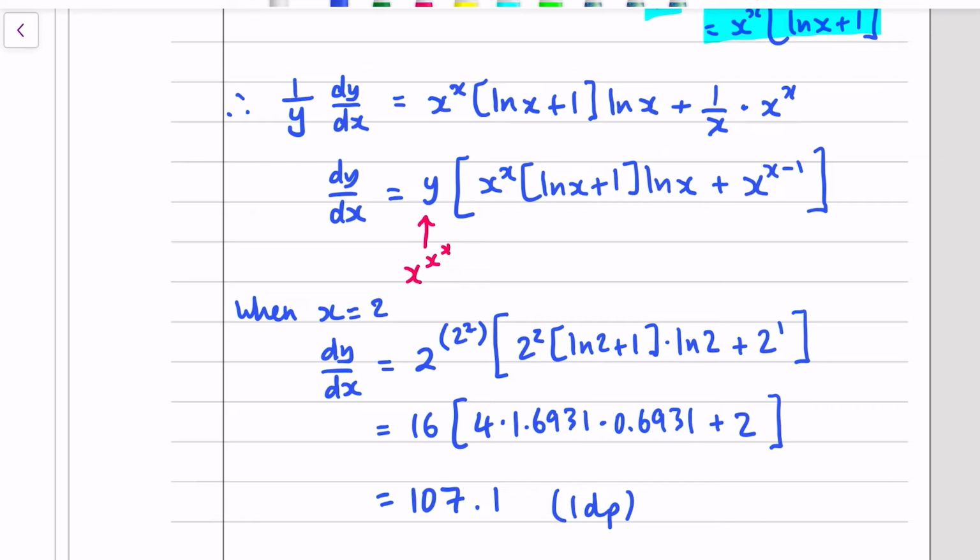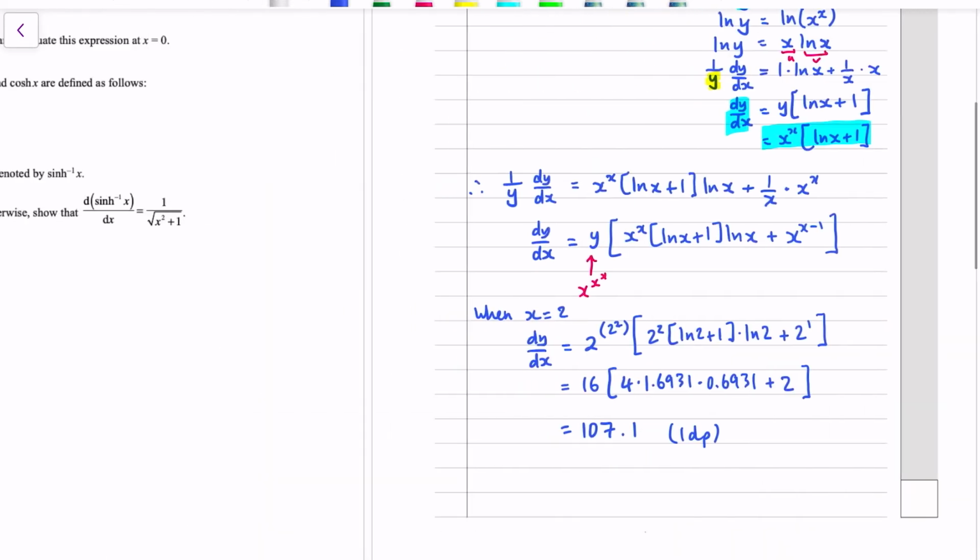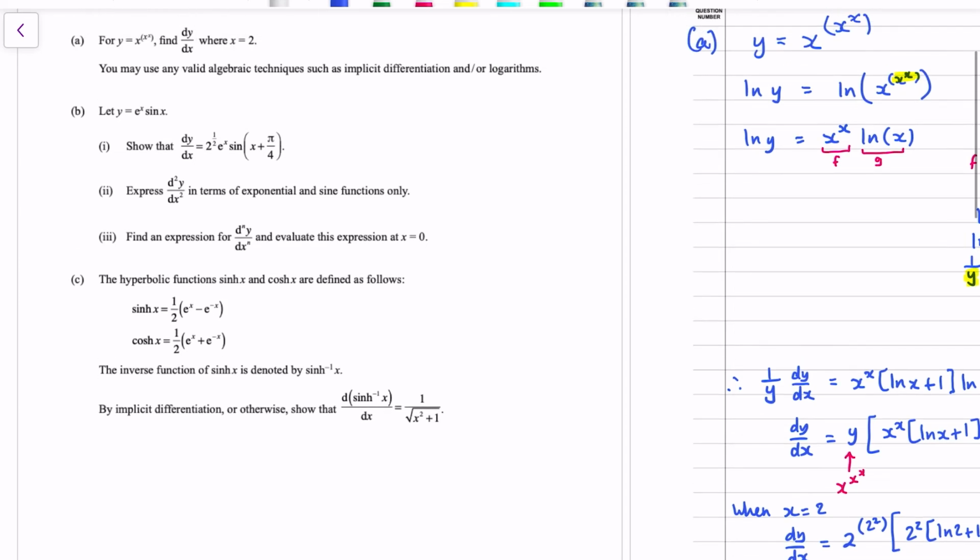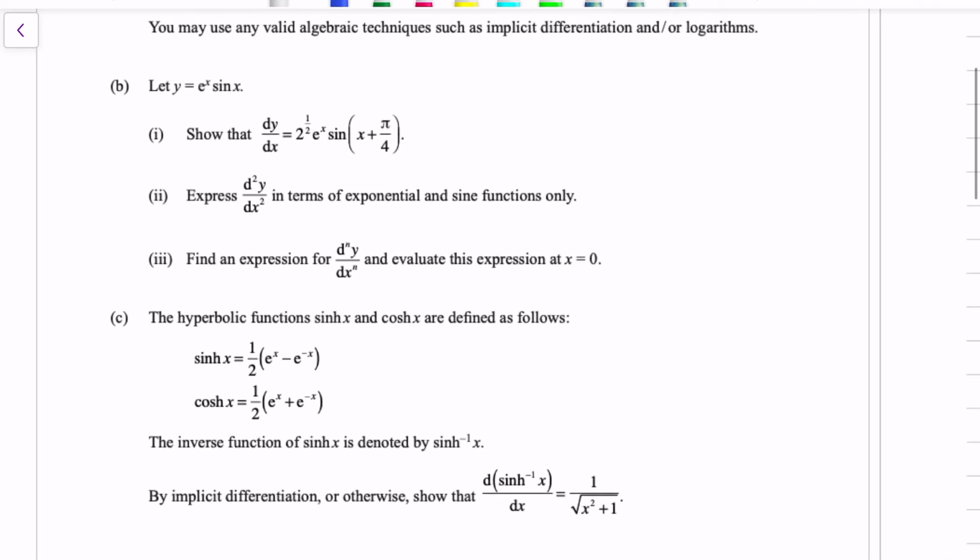Okay, so that's how you differentiate x to the power of x, and it's also how you differentiate x to the power of x to the power of x. Second question, got 3 parts to it. Scaffolded, so that enables you to find the derivative, find the second derivative, and then generalize a pattern.